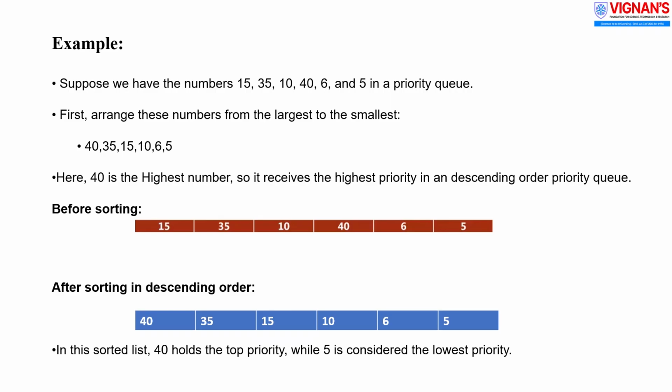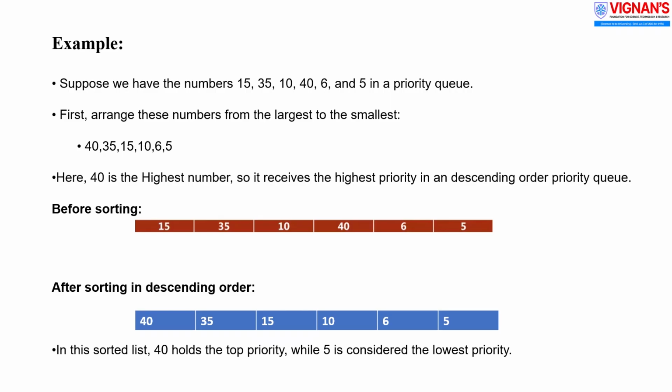In a max priority queue, the largest number always has the highest priority. So here, 40 is the highest number, and it receives the highest priority. Before sorting, the elements are stored as 15, 35, 10, 40, 6, and 5. After sorting in descending order, the elements become 40, 35, 15, 10, 6, and 5.